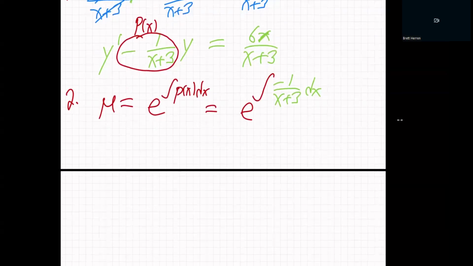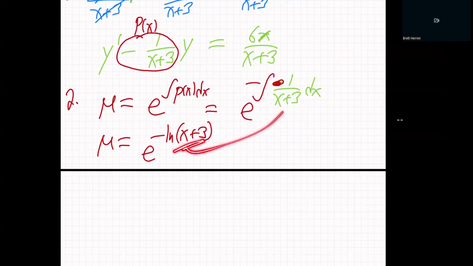Okay, now how do we integrate that? Well, let's just put that minus in the front. It's not an issue. What's that integral then? That's the natural log of x plus 3, right? Because if you take the derivative of the natural log, it's 1 over the argument. And that minus is just sitting in the front.